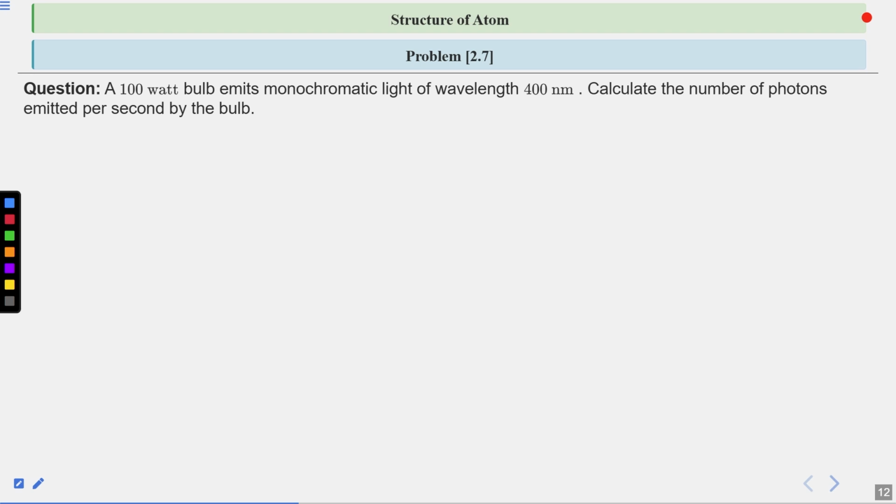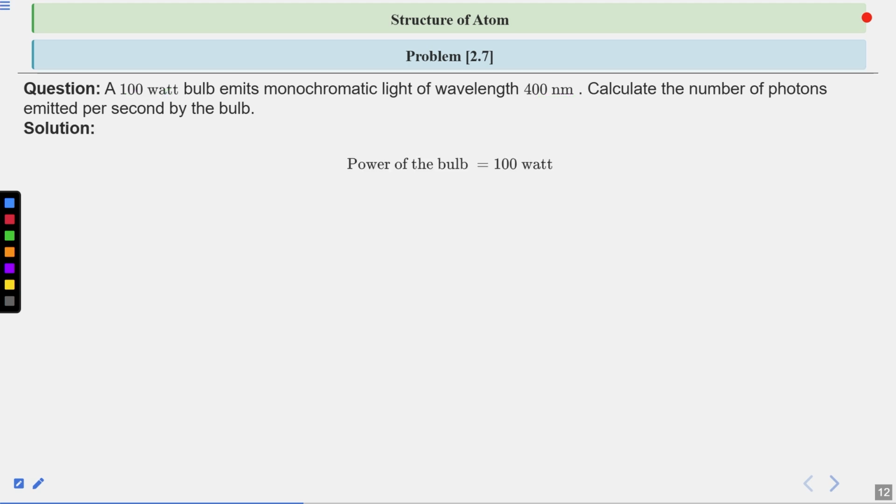Now here is a question for you. I am moving through this question quickly. We are lacking time. So we have a 100-watt bulb that is emitting a wavelength of 400 nanometer. So we have to calculate what is the number of photons emitted per second by the bulb.